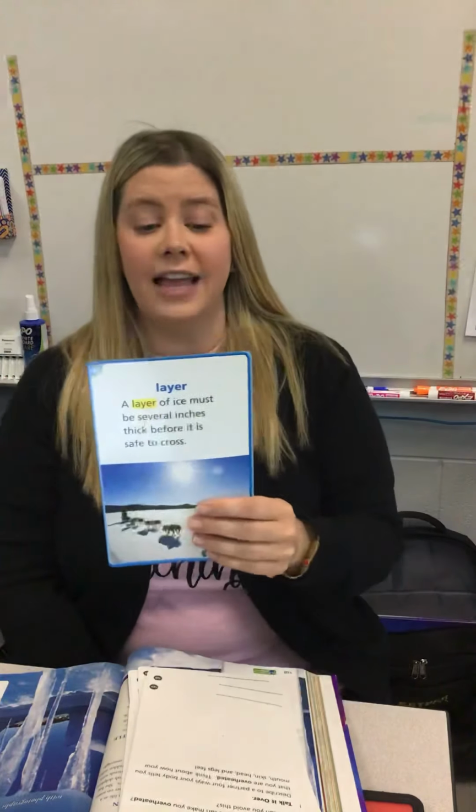And then number 10 is layer. And a layer is a thickness of something. So if you've ever seen cakes that have like a layer of chocolate cake and a layer of white cake, that's what it means. It's just different thicknesses of things.